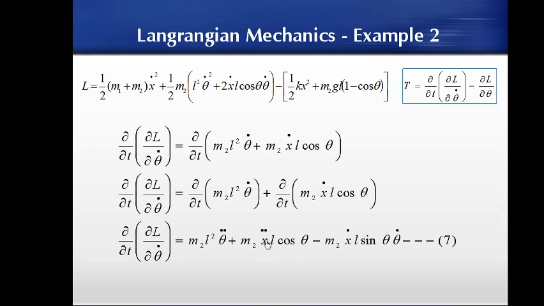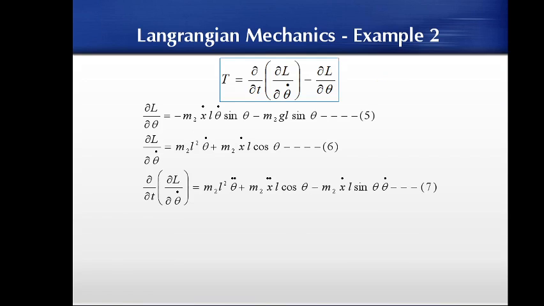V is cos theta and du by dt is x double dot plus m2 into x dot. The derivative of v, that is u into v dash, where the derivative of cos theta is minus sin theta into theta dot. So that minus comes here. Finally I got the expression for dou by dou t of dou L by dou theta dot, which is equal to m2 L square theta double dot plus m2 x double dot L cos theta minus m2 x dot L sin theta into theta dot.